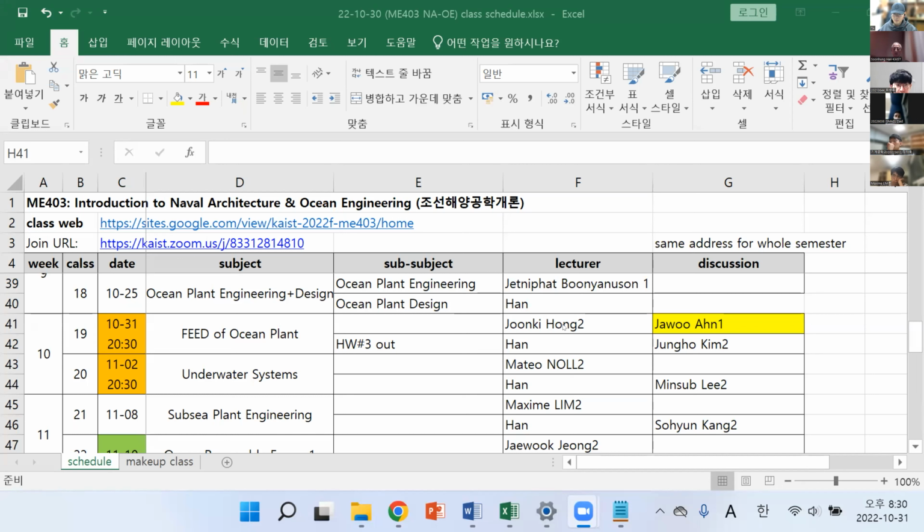Because Jae-won was not available last time, today we will have a two discussion. But Jae-won is a little bit late, so we may start with a lecture by Jun Gi-hong first, and then we'll see whether Jae-won is coming. Then we can have a discussion and then also my lecture. You may see that homework 3 is out already.